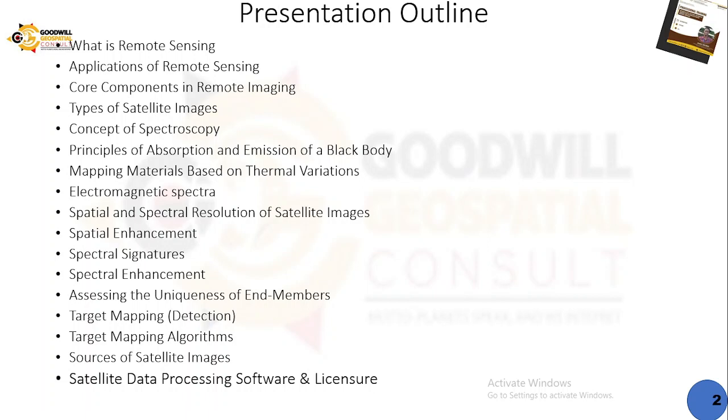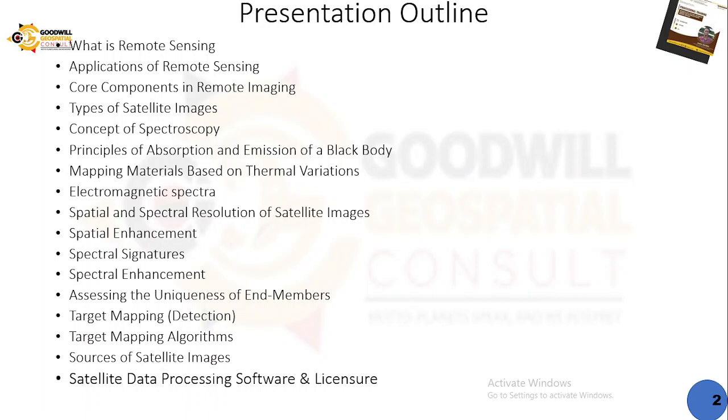Then also look into understanding the electromagnetic spectra, spectral resolutions of satellite images, how to do spatial enhancement on our satellite images, what we mean by spectral signatures, what we mean by spatial enhancement and how to do the spatial or spectral enhancement, and how to assess the uniqueness of end members in a satellite image based on their spectral signatures.